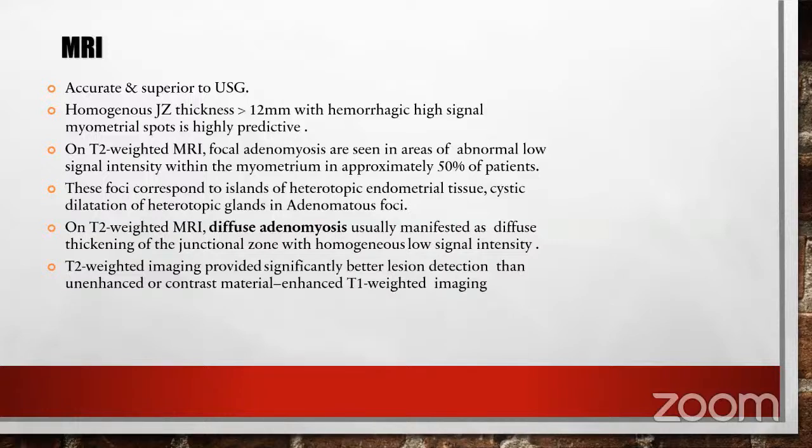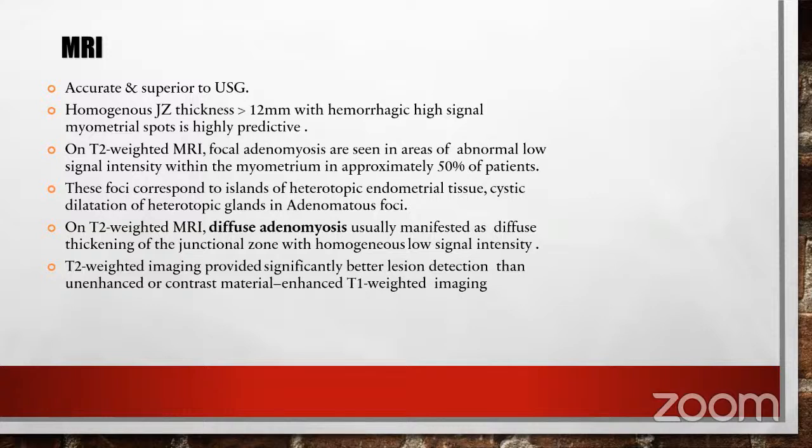MRI is more accurate and superior to ultrasonography. Homogeneous junctional zone thickness more than 12 millimeter with hemorrhagic high signal myometrial spots is highly predictive of adenomyosis. On T2 weighted MRI, focal adenomyosis is seen in areas of abnormal low signal intensity within the myometrium in approximately 50% of the patients.